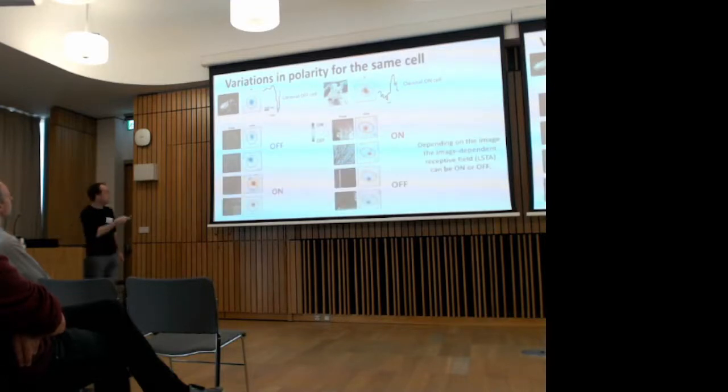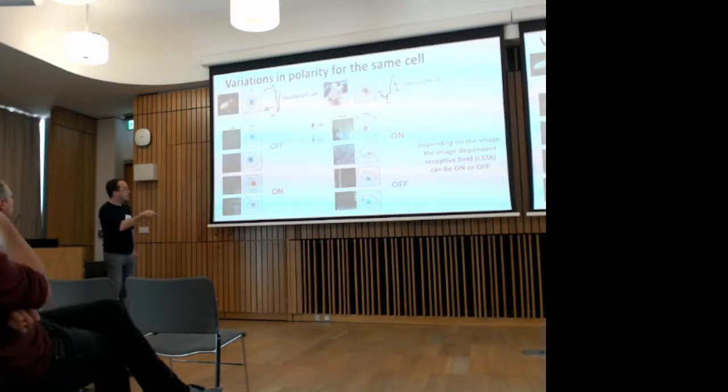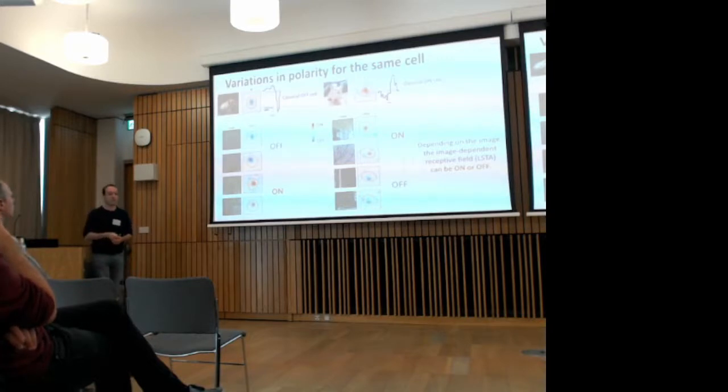But now, still the same cells, but starting from other reference images. It's the same experiment, same ganglion cell. Everything is interleaved. But now, starting from different natural images, we see something very different. These off cells suddenly prefer increase of light in this area, and this one prefers decrease of light in this area. That's more surprising, let's say.